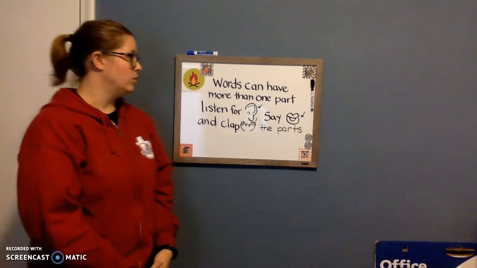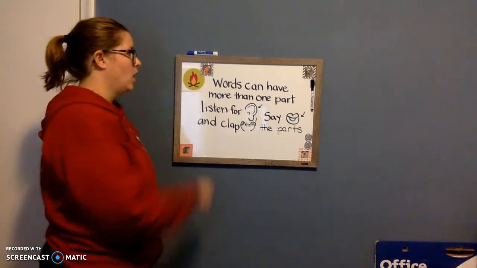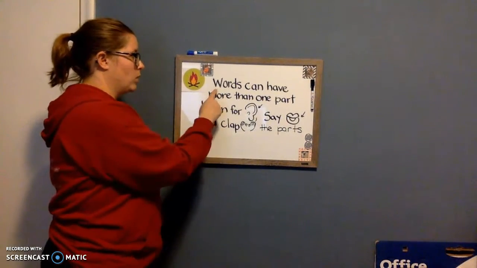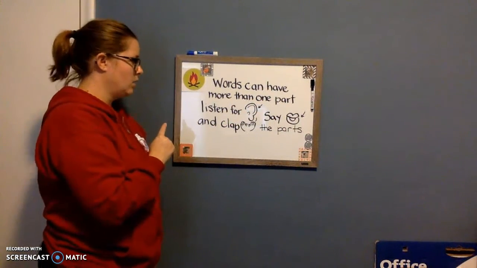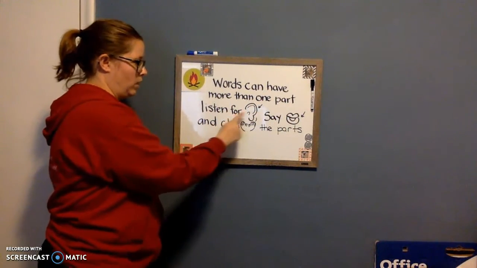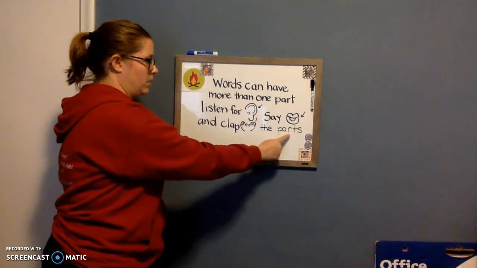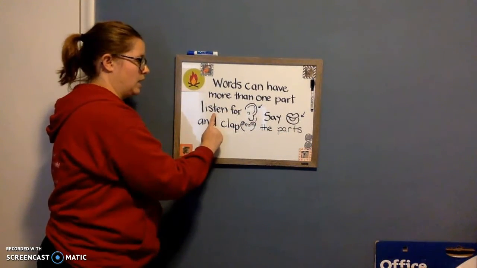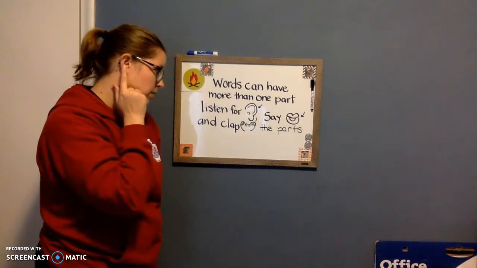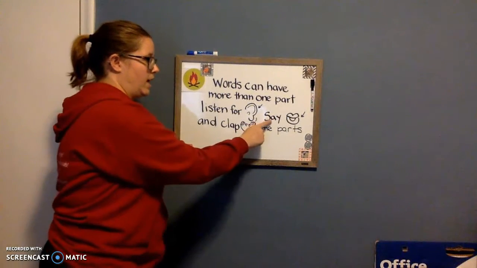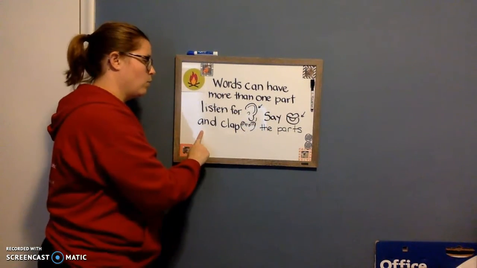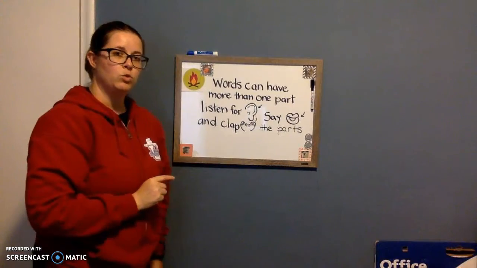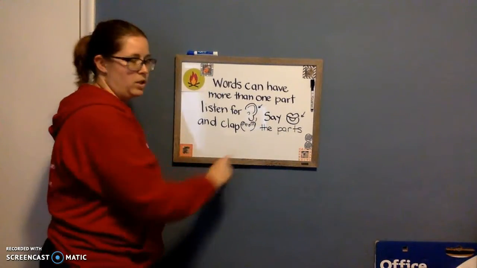So now you're going to keep in mind today we are going to focus on words can have more than one part. And then we are going to listen for, say, and clap the parts. When I want to have you listen, you're going to really pay attention with your ear. Then when I ask you to say it with me, you are going to use your mouth. And when I say clap, you are going to clap the sounds that you hear.